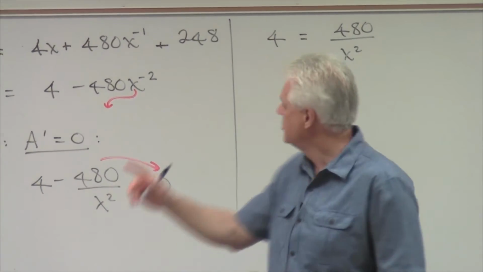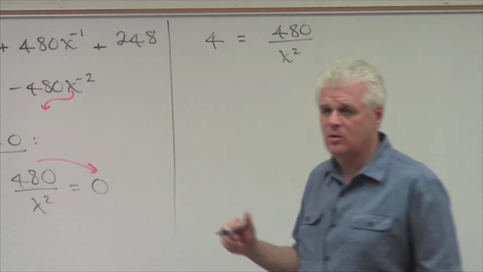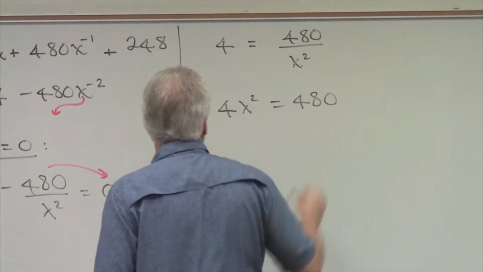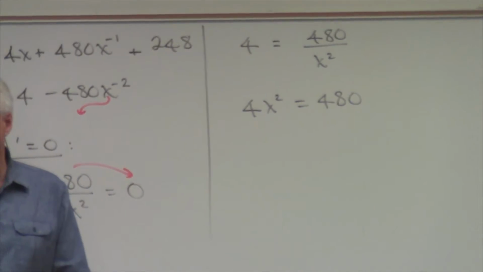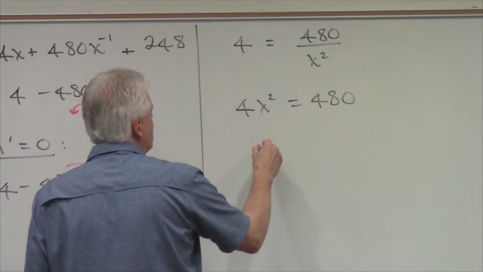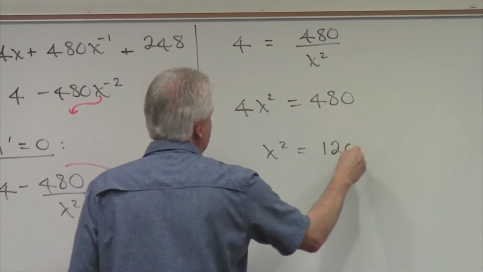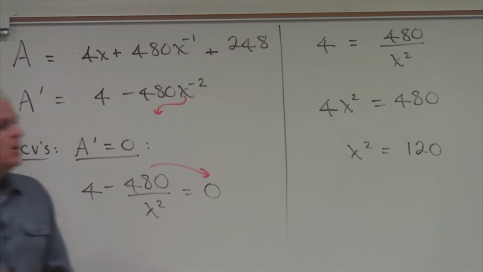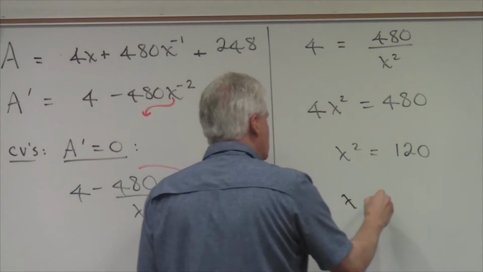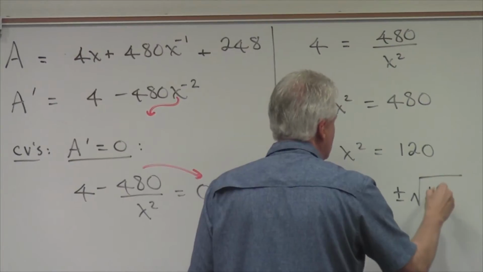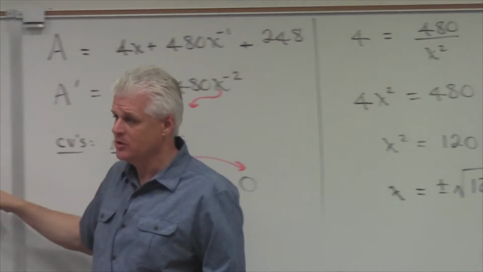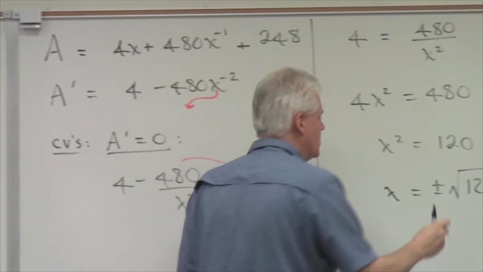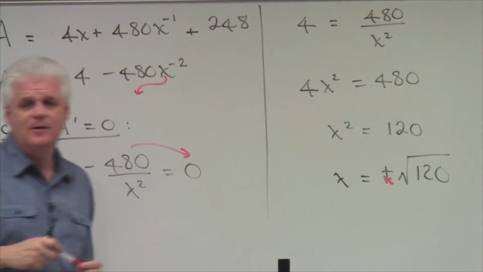Clear the fraction by multiplying through by x squared. 4x squared is equal to 480. Divide through by 4. Okay? So x squared is equal to 120. Everyone okay with the arithmetic here, or the algebra here? So x is plus or minus the square root of 120, but we have this restriction that x must be positive. So I'll throw out the minus. X is the square root of 120.